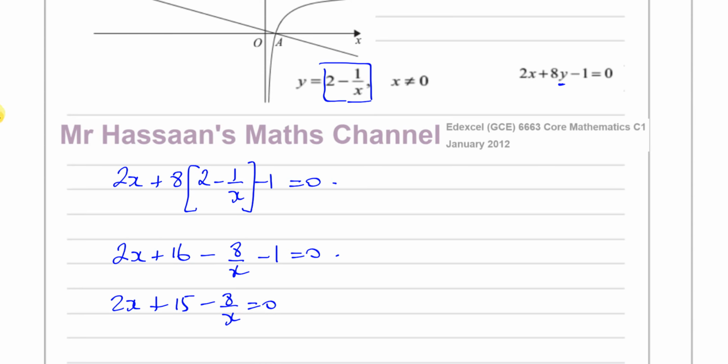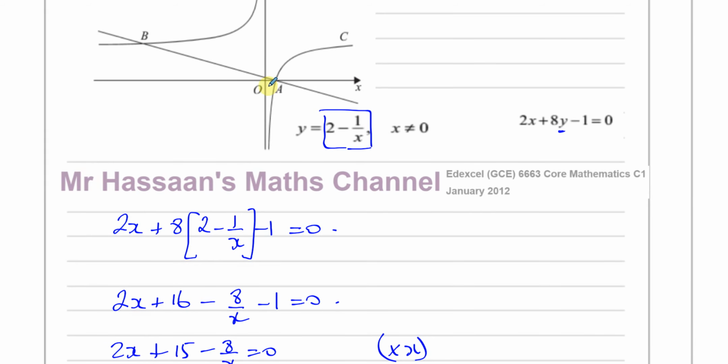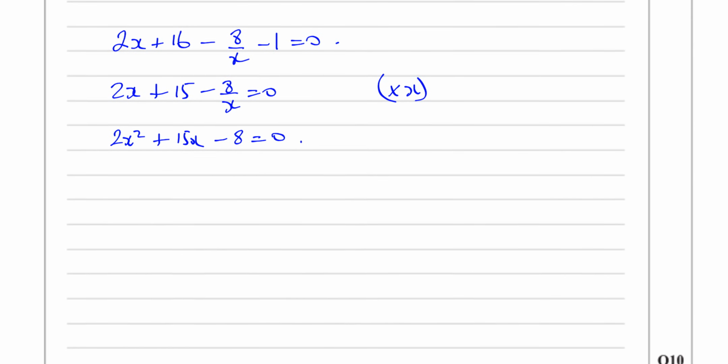I want to solve this equation, so I want to get rid of the fraction. So let me multiply both sides of the equation by x to get rid of the fraction. So I'm going to get 2x squared plus 15x minus 8 equals 0. Now I have to solve this quadratic equation. I actually know one of the solutions is x equals a half, because we know that this is where the point A is. A is the point (a half, 0). So when I factorize this, I can be sure that I'm on the right track if I get one of the answers as x equals a half.